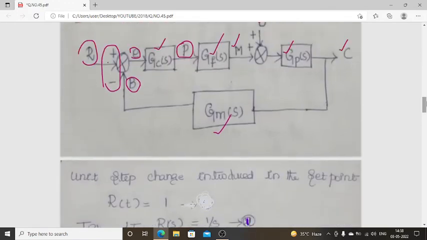Unit step change introduced in the set point. The meaning of this is that we should take R of t is equal to 1. So this problem comes under servo mechanism. Because the set point changes, this problem comes under servo mechanism. So this is a negative feedback control system, a negative feedback servo mechanism.